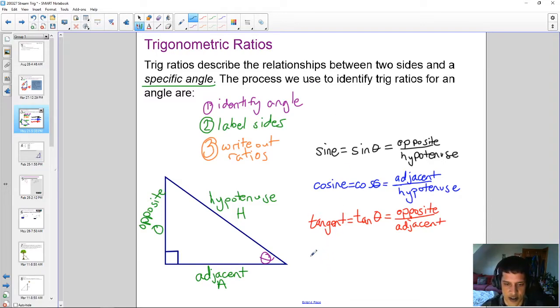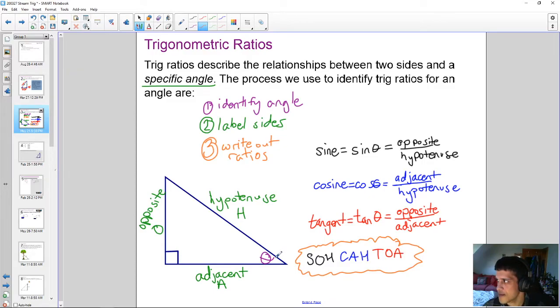Okay, so I'm gonna write that out. It's SOH CAH TOA. Okay, so SOH CAH TOA. Sine is opposite over hypotenuse. Cosine is adjacent over hypotenuse. Tangent is opposite over adjacent. Okay? So this is our little star over here. This is our special little guy to help us remember. Alright? SOHCAHTOA.